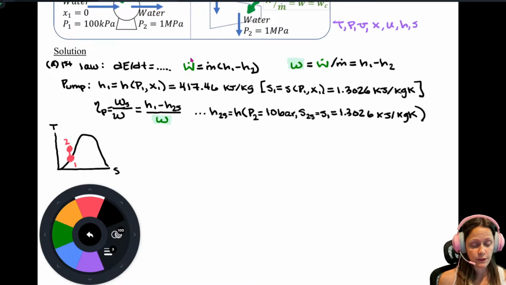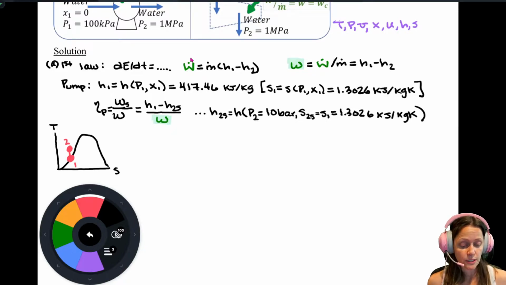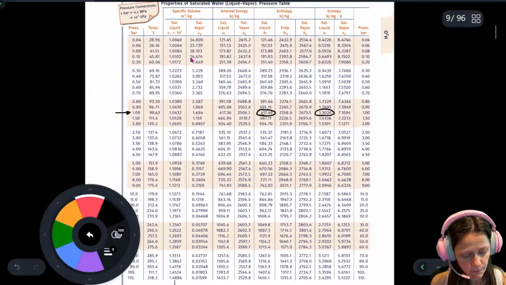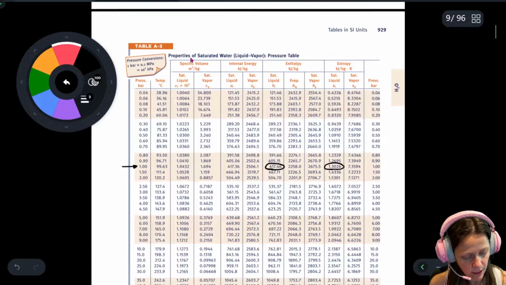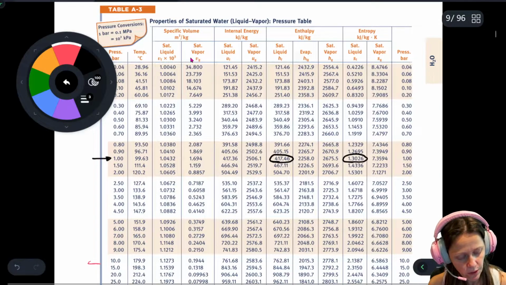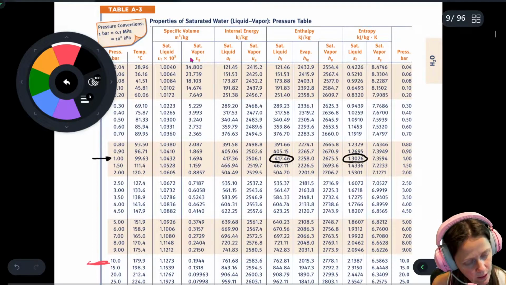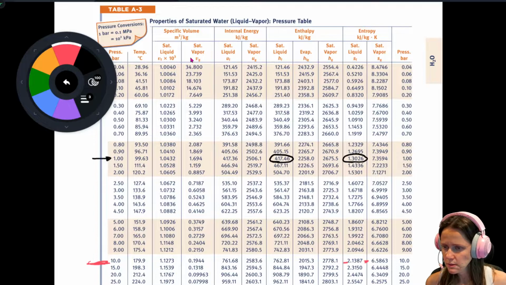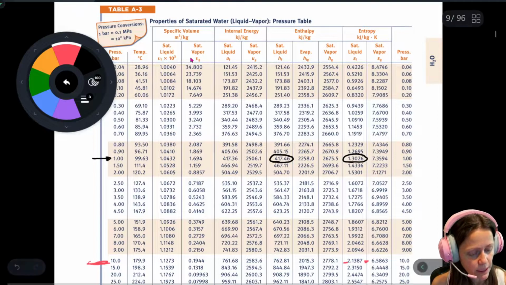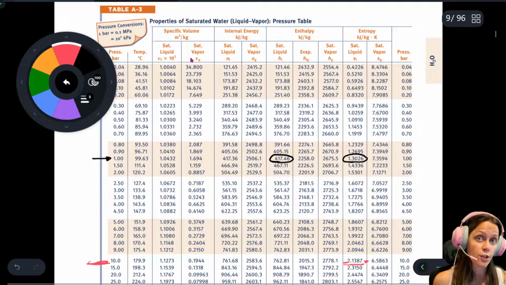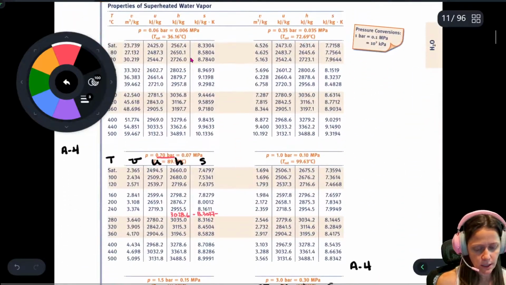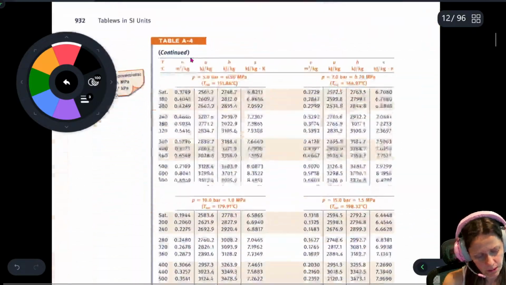So you can verify this as well. So let's do that. If I go to my tables, table A3, 10 bar. If I look at 10 bar, I can see that my entropy, which was 1.3026, is less than that S sub F value. So I'm clearly in that compressed region. And so I've got a couple of choices here. Well, I've got one good choice actually, now that I think about it.